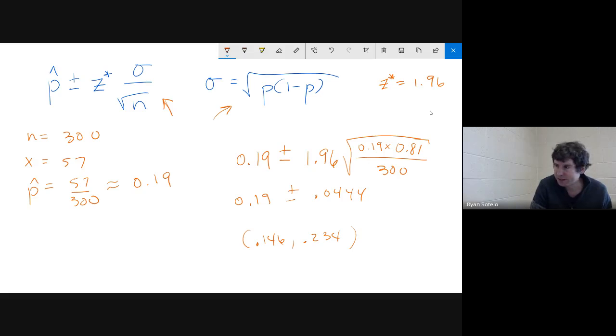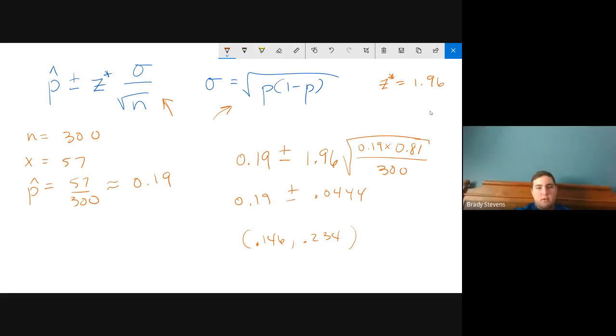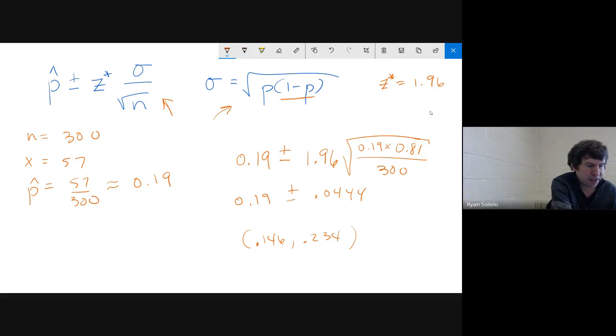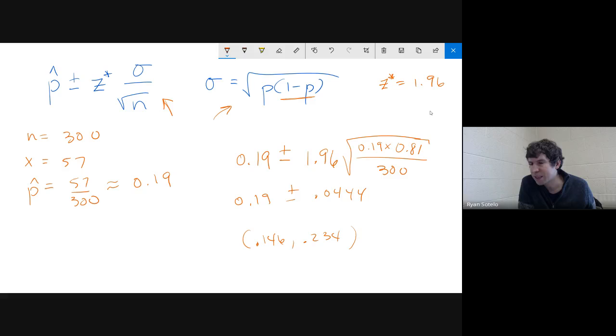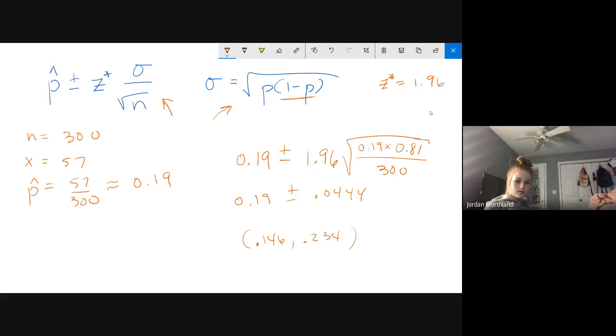Are you guys okay with that? Where did you get the 0.81 for this? It's 1 minus p. So p is 0.19, so just 1 minus that gives you the complement. Can we do 0.19 times 1 minus 0.19 in our calculator and will it still give us the same answer? Yeah, if you do parentheses, that is actually what I did. Okay.